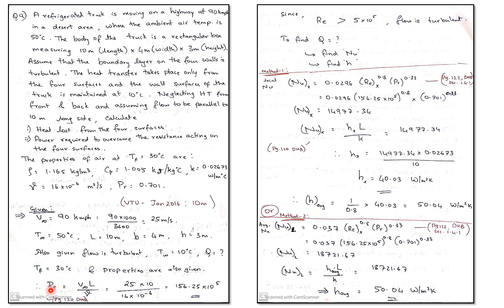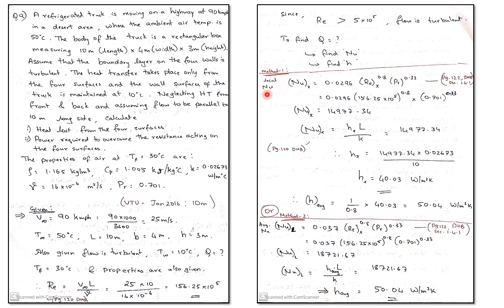Now, the very first step is to find the Reynolds number, that is V infinity L by nu. V is equal to 25, into L 10, divided by nu. This way you will get the Reynolds number. Since the Reynolds number is greater than 5 into 10 raised to 5, the flow is turbulent. Now, to find the value of Q, we shall go with method 1.